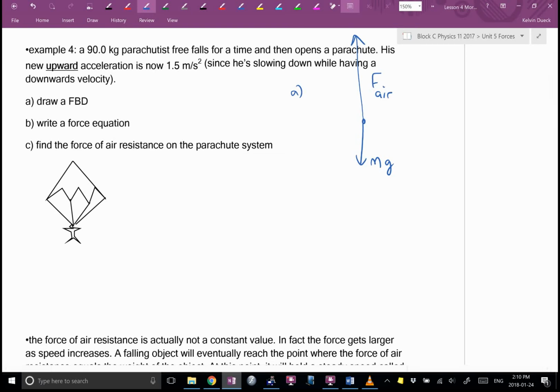Have we written our free body diagram? Yep. Jacqueline, what does B want me to do? Who's winning? Who's losing? What does winner minus loser always equal? There's my force equation.